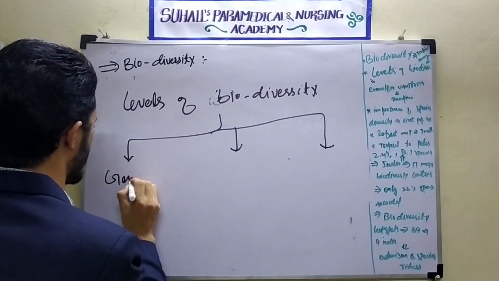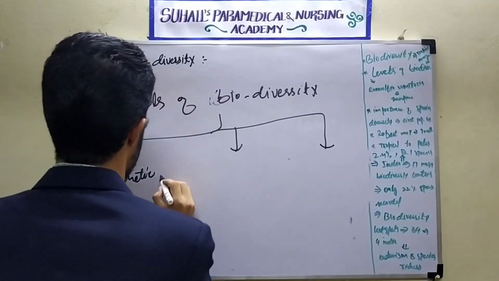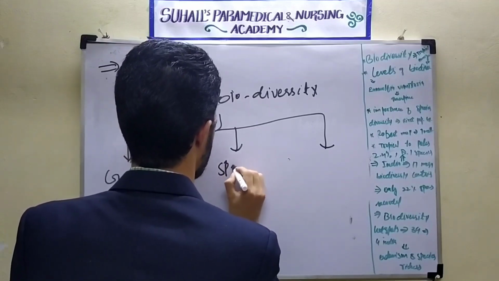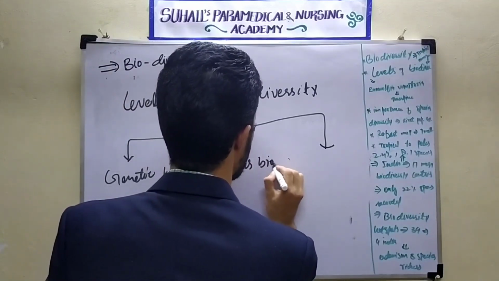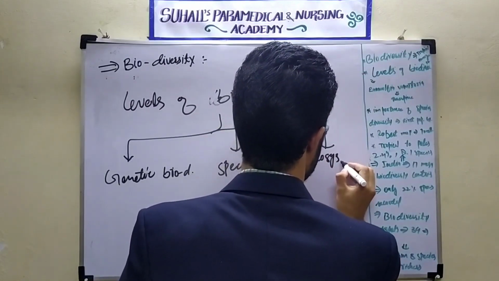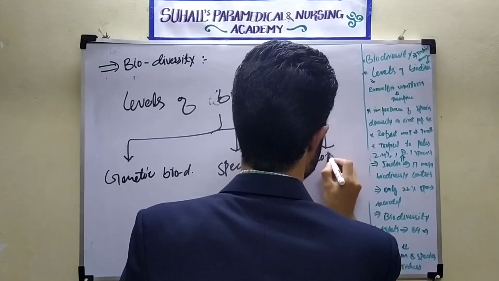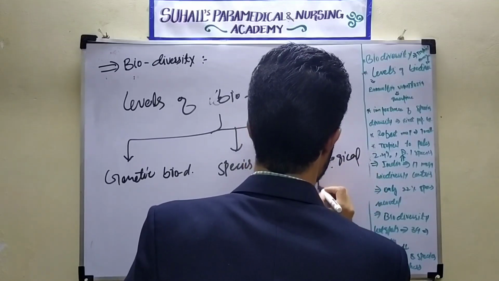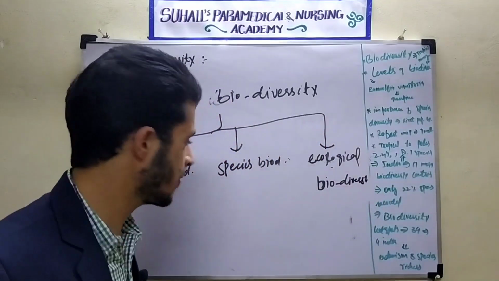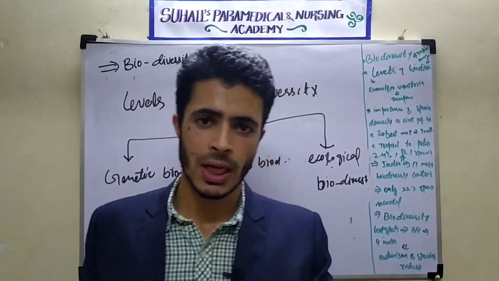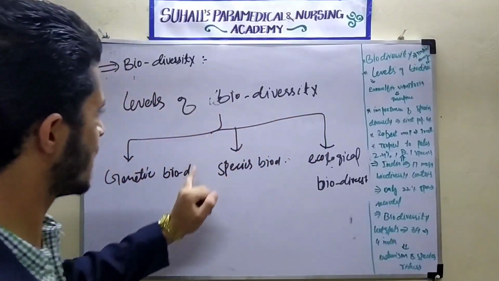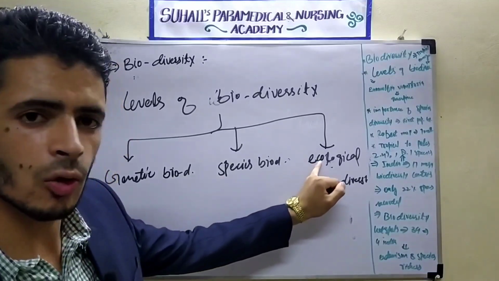One is called genetic biodiversity. Second is called species biodiversity. The third is called ecosystem biodiversity, or we can say ecological biodiversity. See here what I am going to explain. The diversity will be present at the genetic level also. So these are the three levels of biodiversity: genetic, species, and ecological diversity.